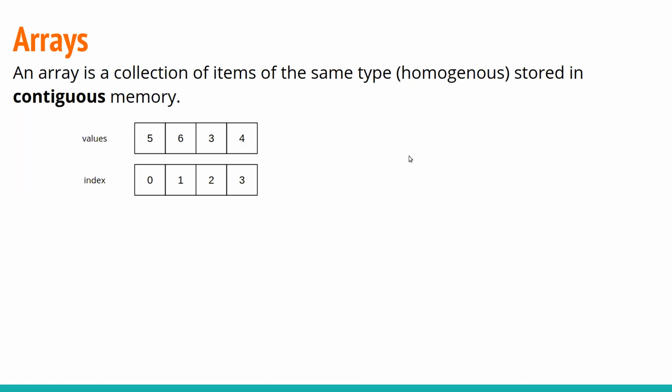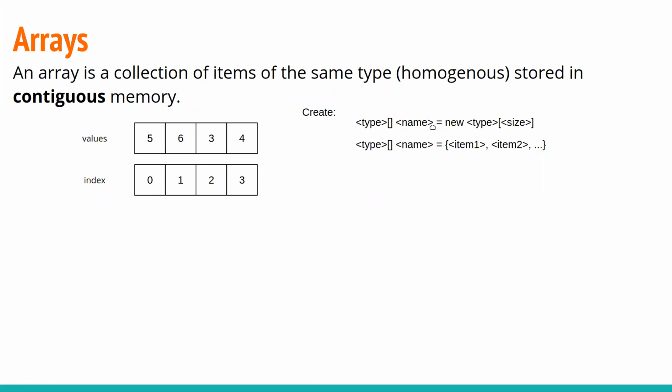So here we have an array of integers, right? So we've got 4 integers. These are our values. These are what we call the values that the array is holding. So 5, 6, 3, and 4. And each of those numbers has an index. Okay? They each have an index. So 0, 1, 2, and 3. At index 0, we are holding 5. At index 1, we're holding 6. At index 2, we're holding 3. At index 3, we're holding 4. Okay.